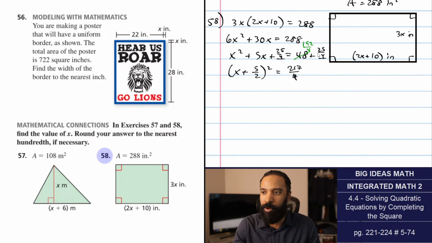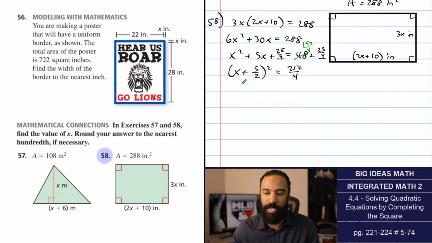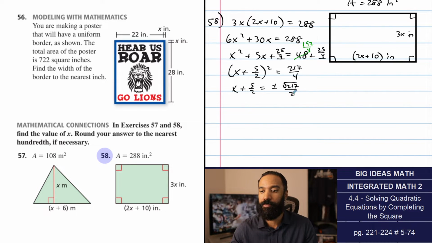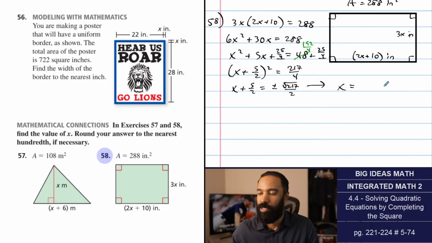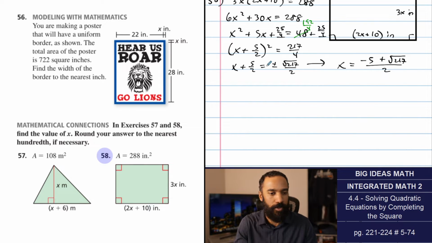And we get to take the square root of both sides. I don't imagine 217 is simplifiable. I think it's a prime number. So we get x plus 5 halves equals plus or minus root 217 over the square root of 4, which is 2. I'm going to subtract 5 halves from both sides, and we get negative 5 plus or minus root 217 all over 2. We are going to stick with the plus version of this, since we want x to be positive for this result.